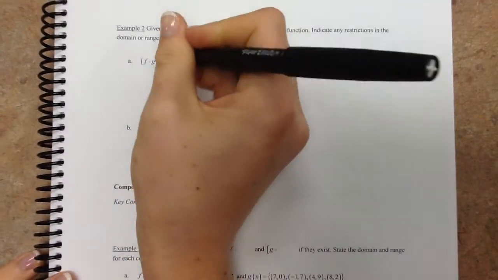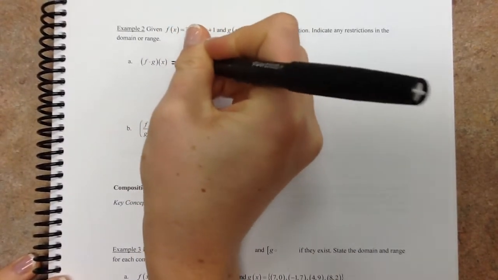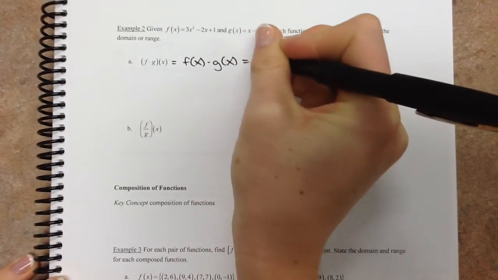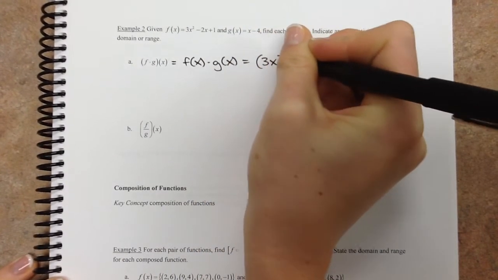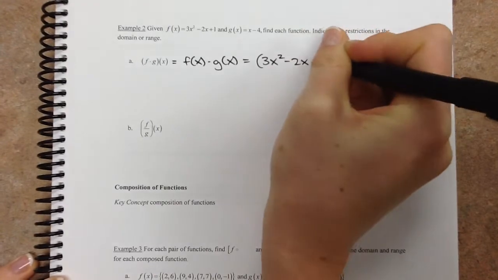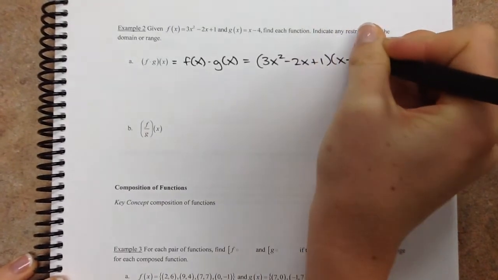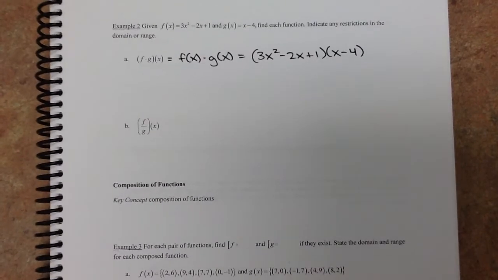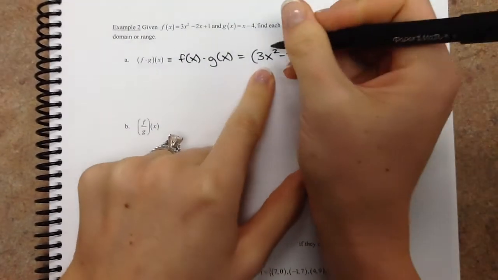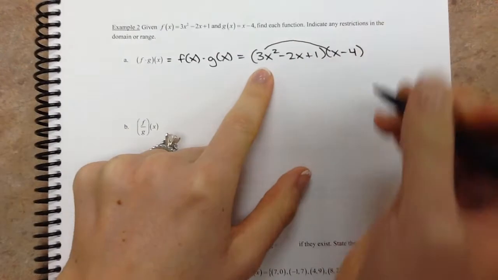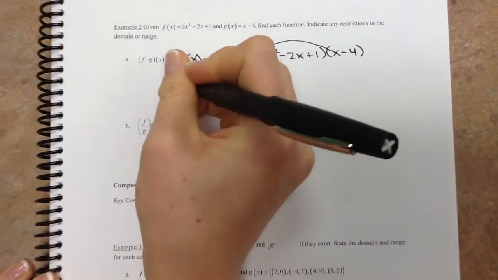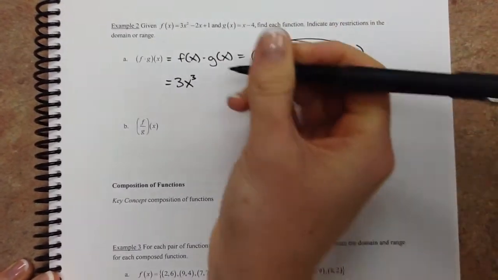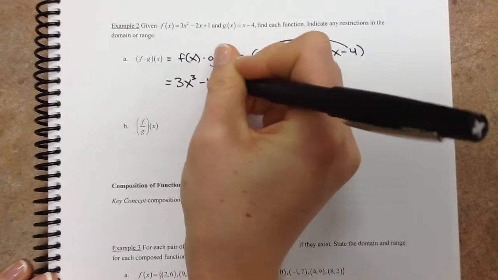So f times g, remember that's the same as f of x times g of x. So I'm still just going to keep my functions in parentheses. And then times x minus 4. So this is like foiling, basically, like super foiling. So I start with a 3x squared. You multiply the 3x squared first to the x. So 3x squared times x gives me 3x cubed. Then the 3x squared times the negative 4. So that gives me negative 12x squared.